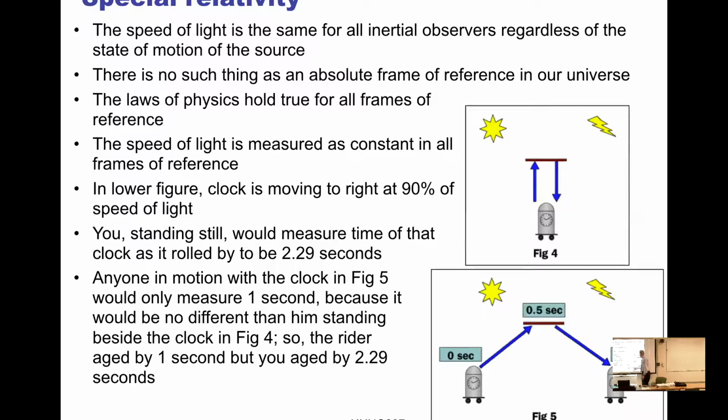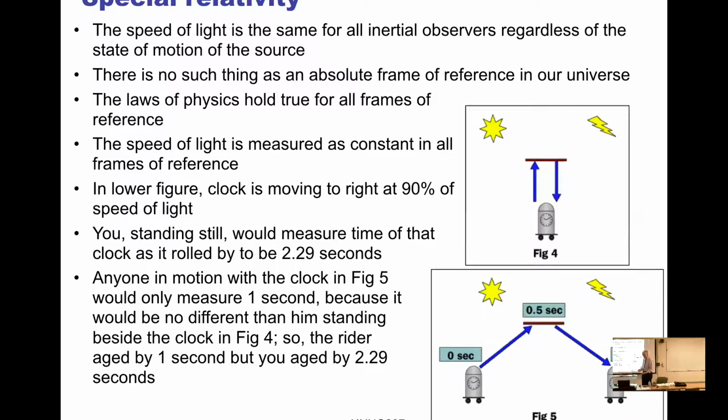But if this clock is moving, then you've got a longer pathway for that pulse of light to travel. The speed of light is the same, but you've got a longer pathway, and therefore the clock tells you something different. So the clock might say that it's 1 second to the mirror and back for that reflected pulse of light. That's 2 seconds. But if you're moving at 90% of the speed of light, when you measure your clock in that frame of reference, you get 2.29 seconds instead of 2 seconds.